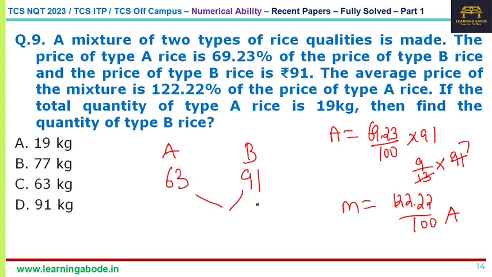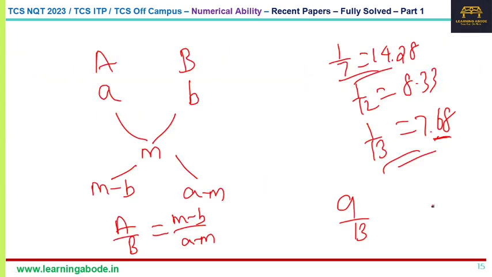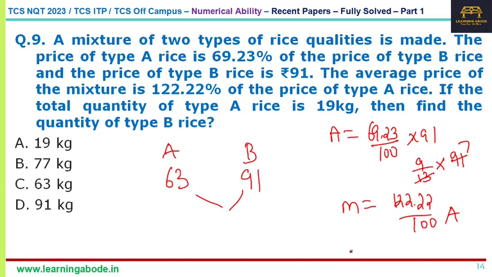Now 122.22, right? When you have something like 22.22, what is first of all 11.11? That's 1 by 9. That 1 by 9 is 11.11. So when you say 22.22, that will be 2 by 9, right? Now when you say 122.22, that will be 1 plus 2 by 9, that will be 11 by 9. So 11 by 9 of 63, that will be 11 into 7, 77, right?